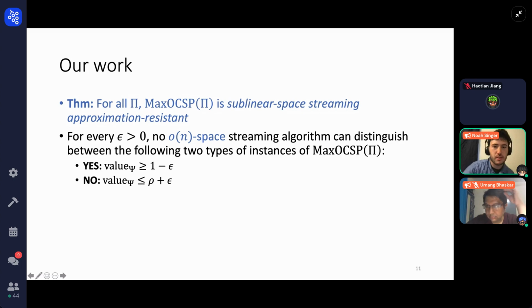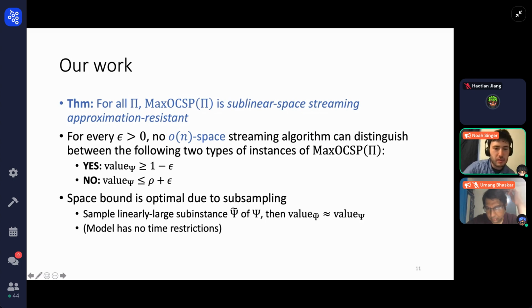the space bound. And in fact, the space bound is basically optimal, because in the way that we define the model, which is standard in the streaming literature, there are no restrictions on the time an algorithm can use, only on the space that it can use. So once you have unlimited time and linear space, given your instance psi, you can sample a linearly large subinstance, say psi tilde, and then, in exponential time, exactly calculate its max OCSP value. Since psi tilde is so large, you can use concentration bounds to show that its value is close to the value of the entire instance psi with high probability.